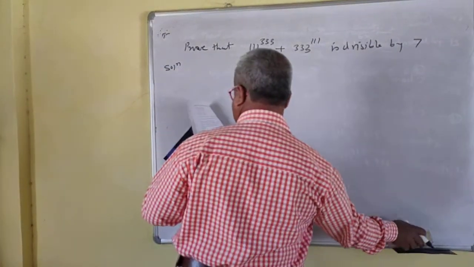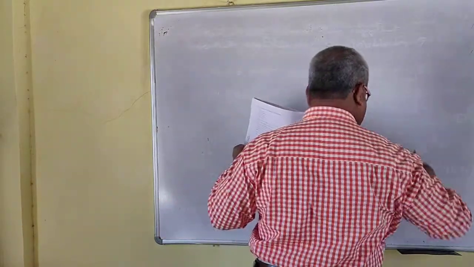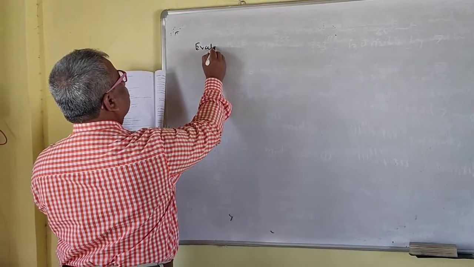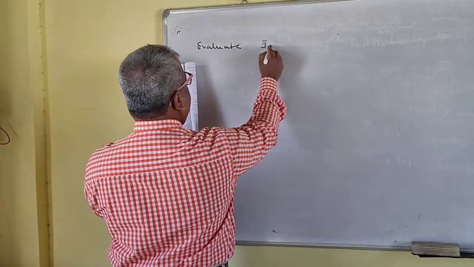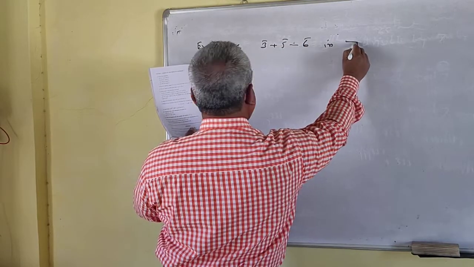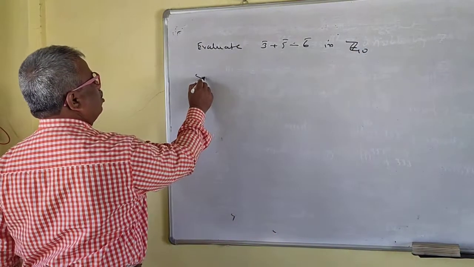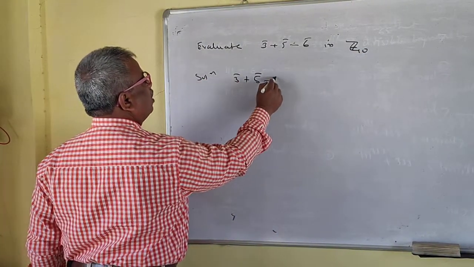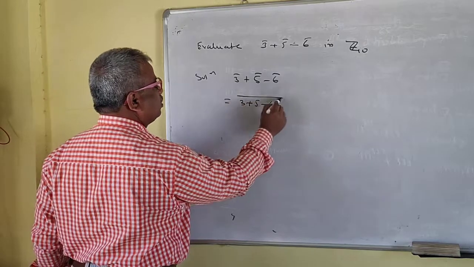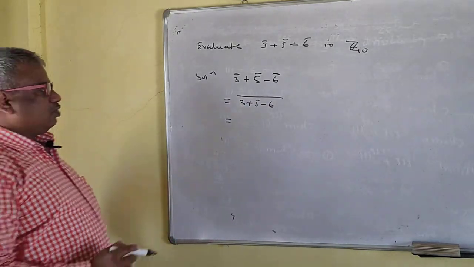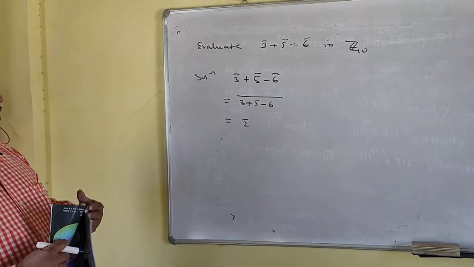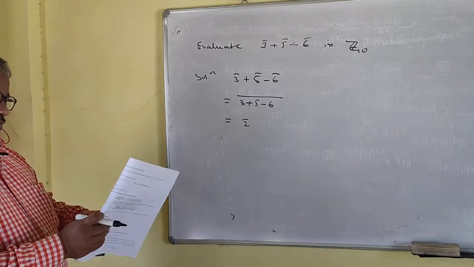Okay, so we do the next problem. Evaluate 3 bar plus 5 bar minus 6 bar in Z10. Solution: 3 bar plus 5 bar minus 6 bar. So I can write directly 3 bar plus 5 minus 6 bar. Directly I can write this, right? So this is 8 minus 6, so this is 2 bar. Value is 2 bar here.